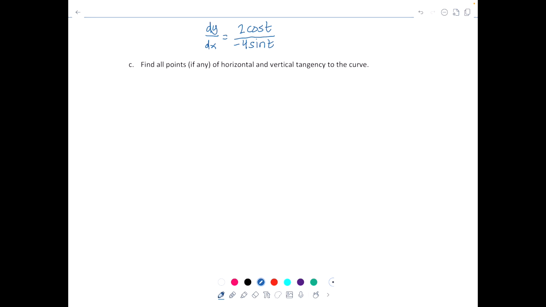That's for horizontal tangency. So if we do the first one, sorry, that's my dog. Horizontal tangency, we need a zero slope.